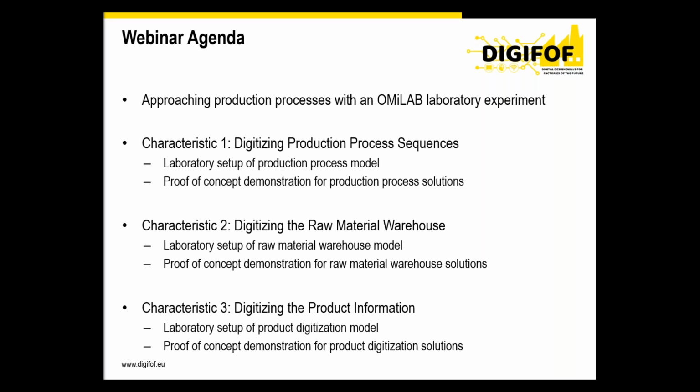First characteristic is digitizing the production process sequences. Then we will proceed with digitizing the raw material warehouses, and we will finalize with digitizing the product information.